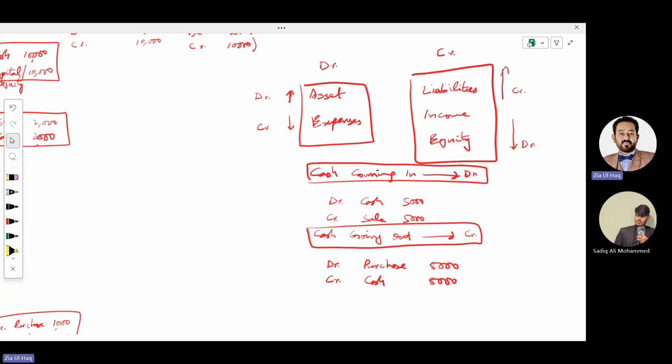And assets and expenses have debit nature, so their increase will be according to nature, meaning debit, and their decrease will be against their nature, meaning credit. Liabilities, income and equity have credit nature, so their increase will be according to their nature, meaning credit, and their decrease will be against their nature, meaning debit.